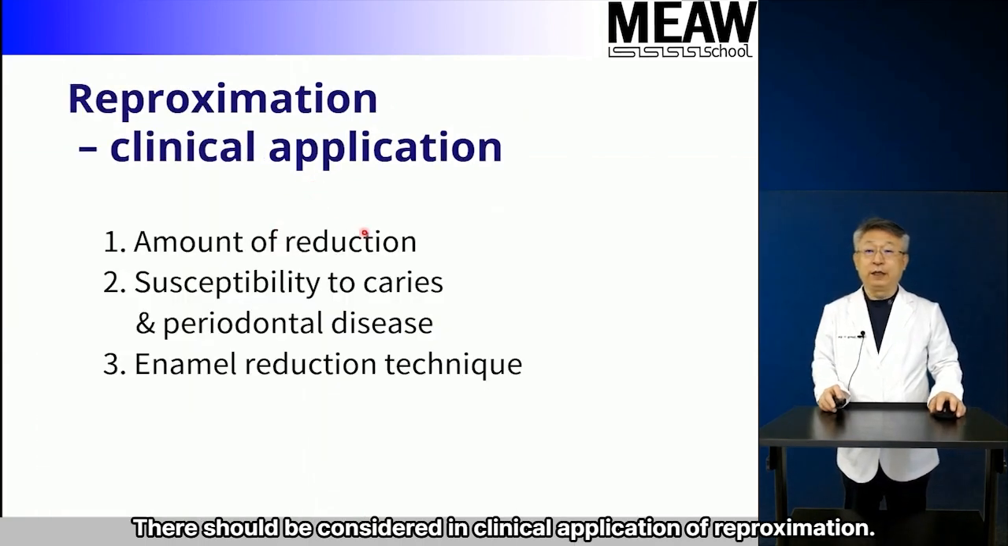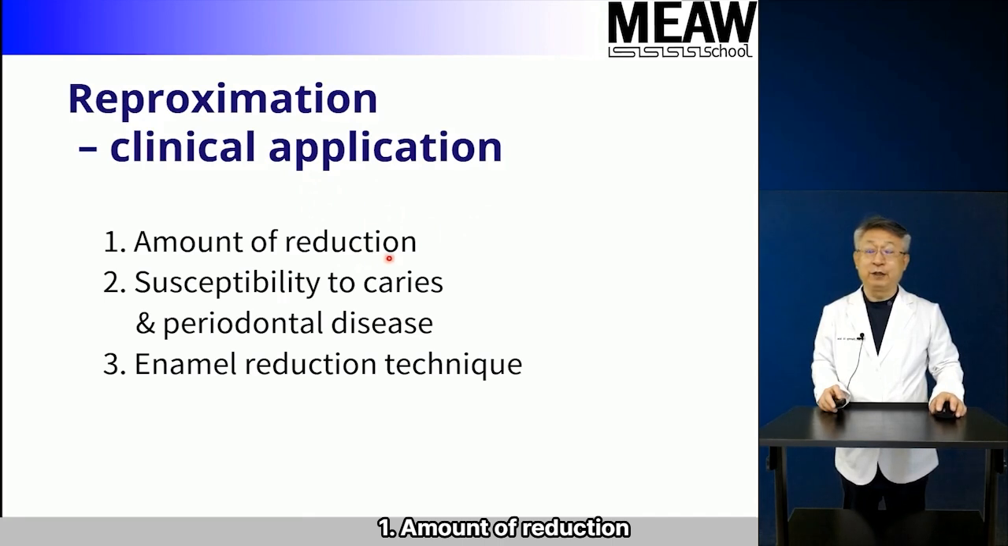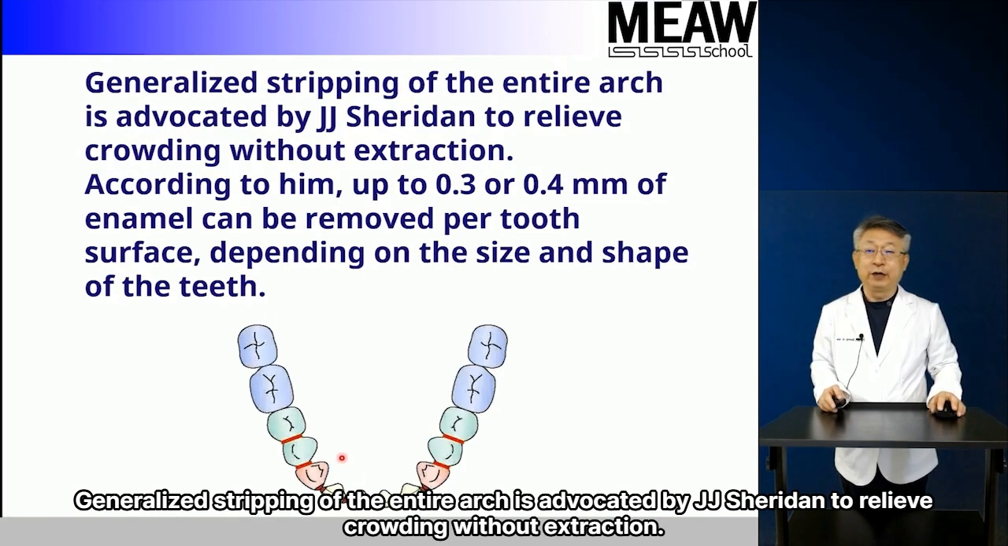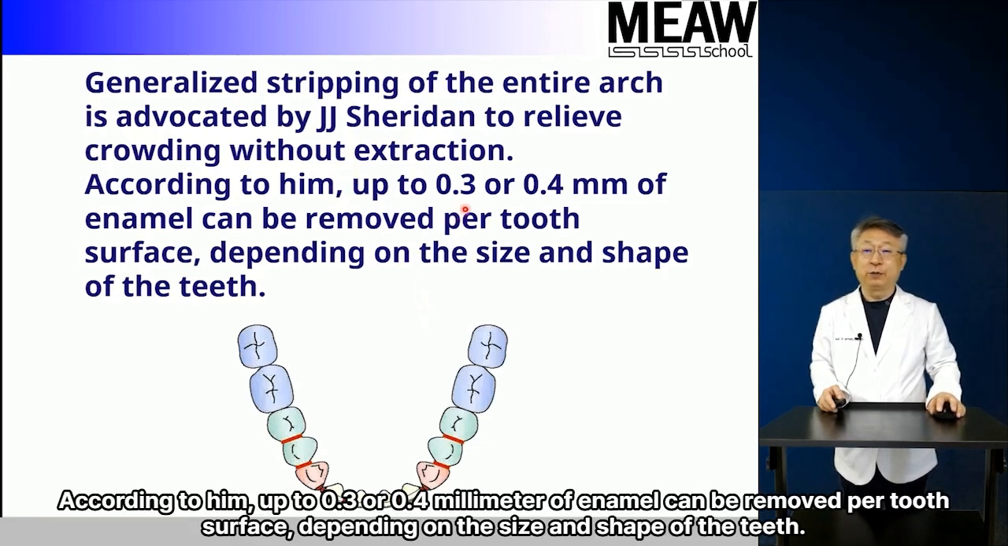These should be considered in clinical application of reproximation. 1. Amount of reduction. 2. Susceptibility to caries and periodontal disease. 3. Enamel reduction technique. Generalized stripping of the entire arch is advocated by J.J. Sheridan to relieve crowding without extraction. According to him, up to 0.3 or 0.4 mm of enamel can be removed per tooth surface, depending on the size and shape of the teeth.